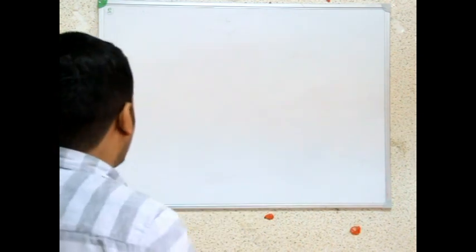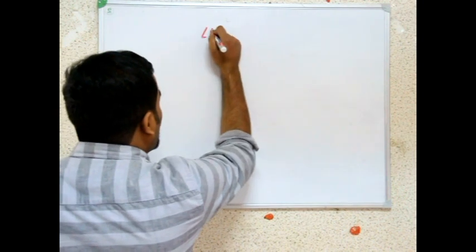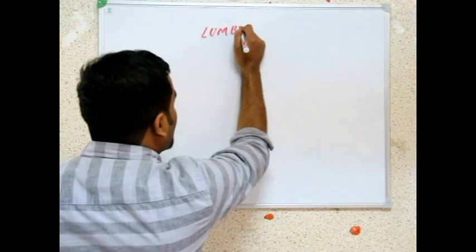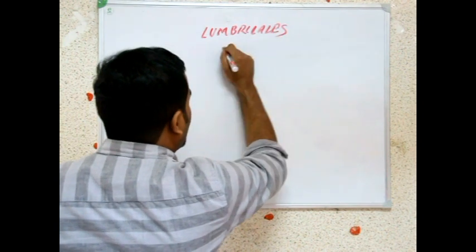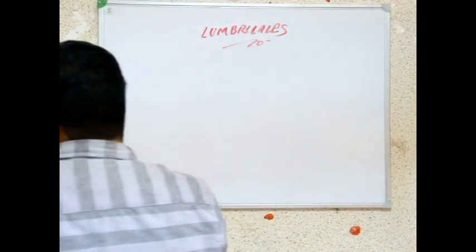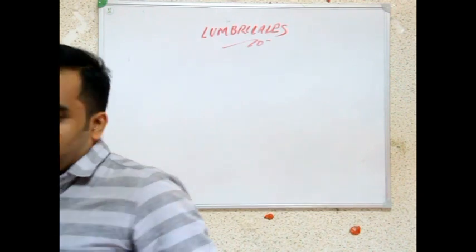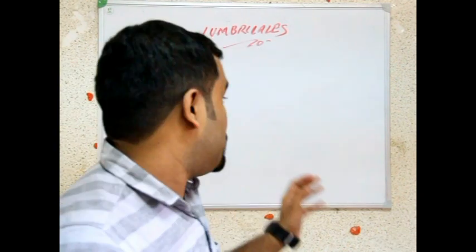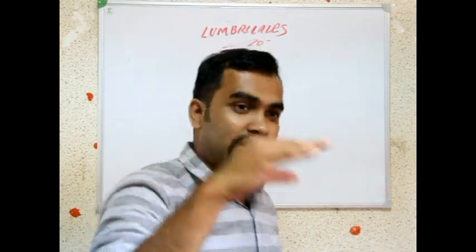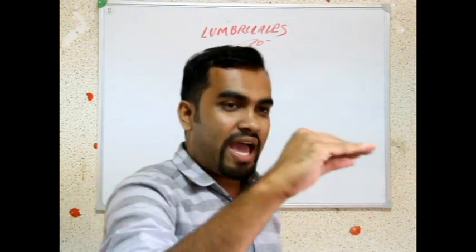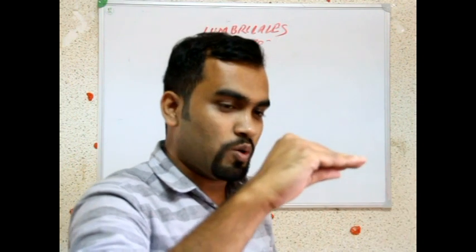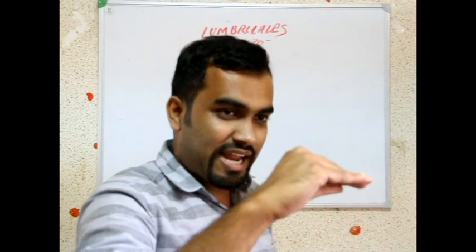Now we will see the functions of the muscles. I told you the lumbricals are important muscles. What are they known as? The writing muscle. Never forget, the lumbrical is the writing muscle, so the function of this muscle is helping in writing. How to remember the function? Keep your hand in writing position.